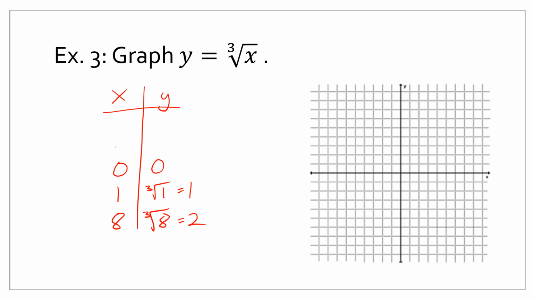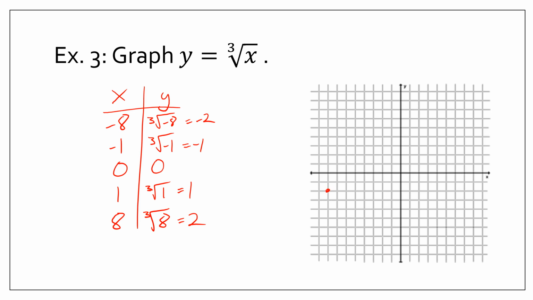But don't forget that I can also do their negatives. The cube root of negative 1 is negative 1, because negative 1 times negative 1 times negative 1 really does give me negative 1. These two negatives cancel. I'm left with this one. Likewise, the cube root of negative 8 is going to be negative 2. So, x negative 8, y negative 2.